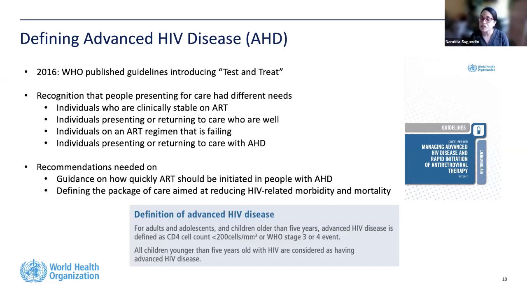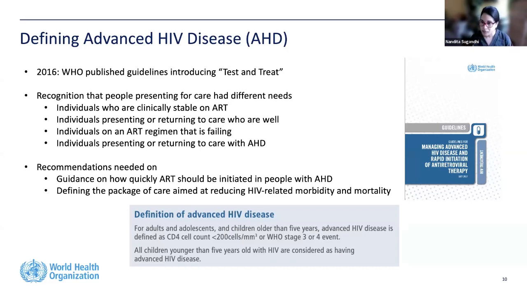So the recommendations that were needed were actually twofold at that time. Guidance was needed on how quickly ART should be initiated, because at the time we also worried about inflammatory reactions. And then we had to figure out what the right package of care was to reduce HIV-related morbidity and mortality. And I'm just going over this history a little bit to remind us of where that definition of advanced HIV disease came from.